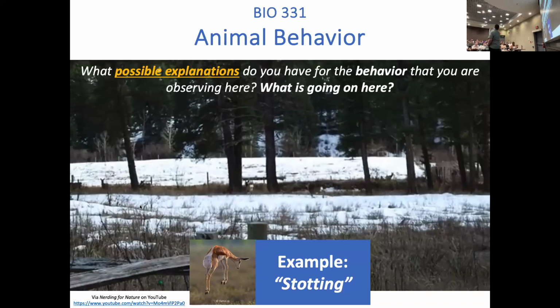Okay, so the idea there is that if you are not in a full retreat, it could save energy. So it's kind of a biomechanic explanation for what could possibly be going on. Any other ideas?